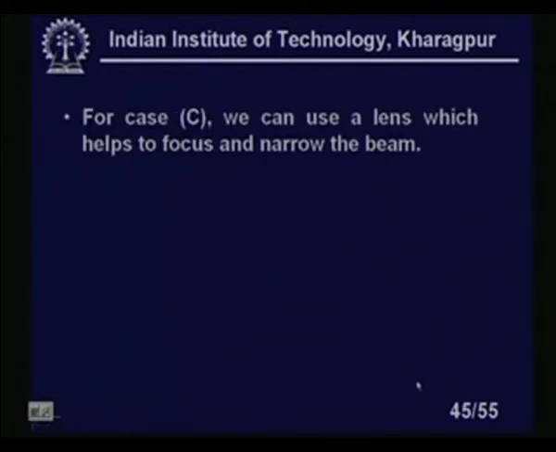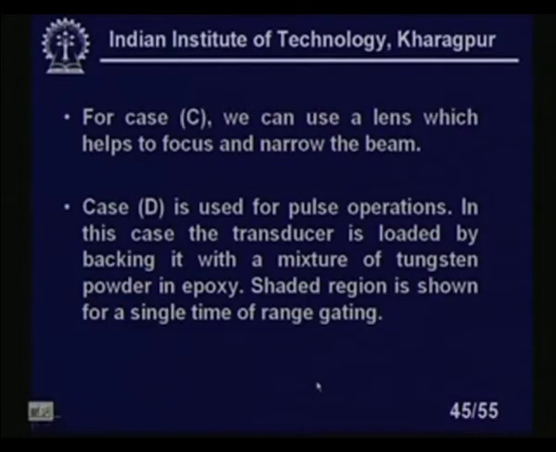For case C, we can use a lens which helps to focus and narrow the beam. Sometimes we need to narrow the beam, since it can be utilized to do that. Case D is used for pulse operations. In this case, the transducer is loaded by backing it with a mixture of tungsten powder in epoxy, and a shaded region is shown for a single time of range grating.